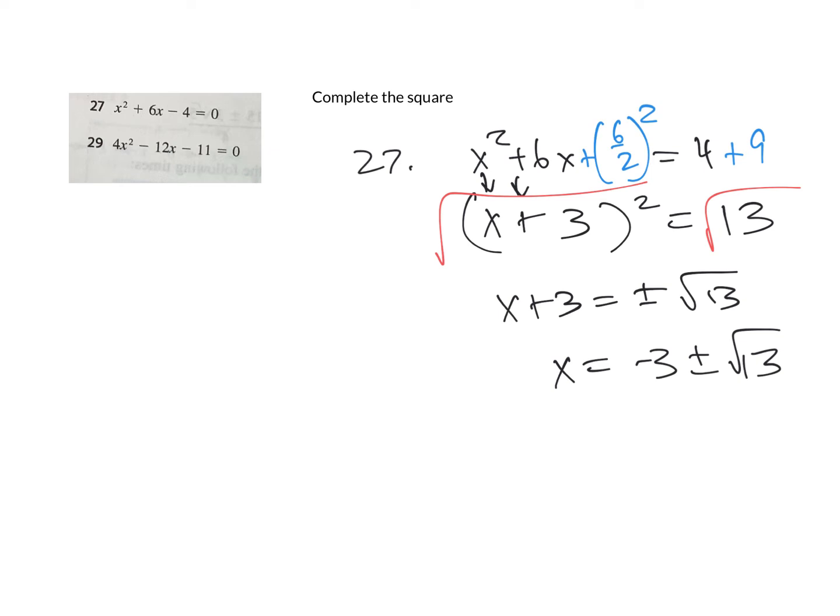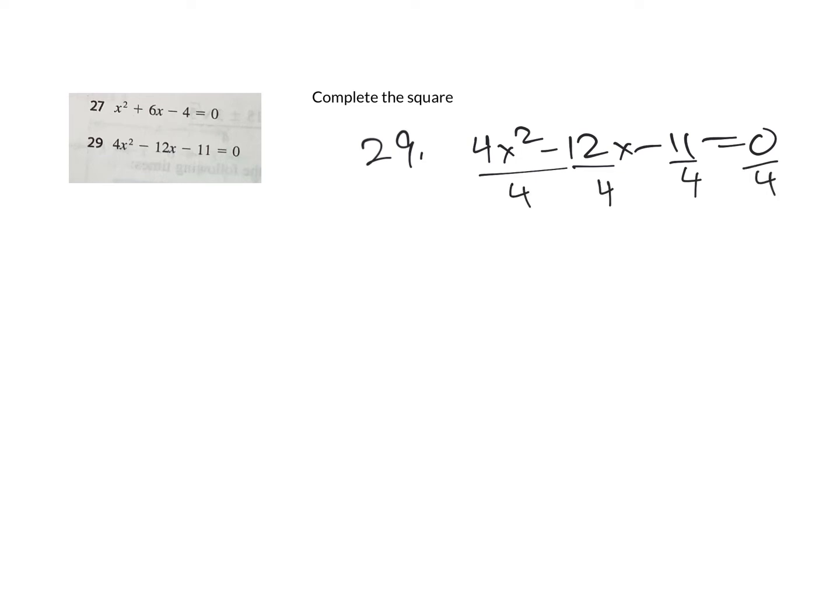Okay, now let's do number 29. 4x squared minus 12x minus 11 equals 0. So let's divide everything by 4. Doesn't matter when we do it. Okay, so you get x squared minus 3x minus 11 fourths equals 0. 0 over 4 is 0. So let's move c over. x squared minus 3x equals 11 fourths.